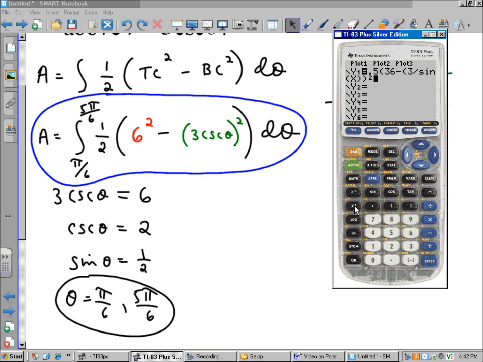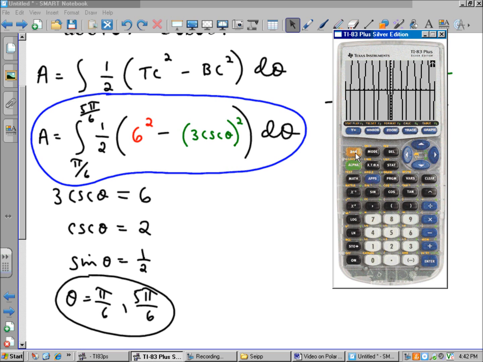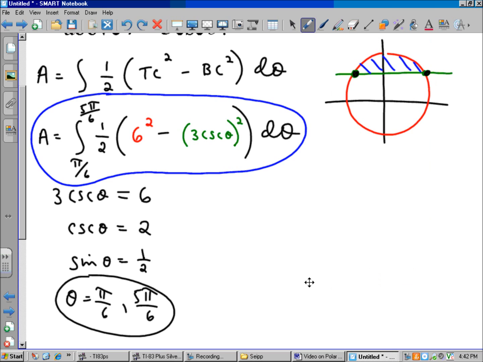Let me just make sure I'm doing this right. So I've got 0.5, and then I opened up the parentheses, and I've got 6 squared minus, and then all of this stuff squared, and I should be good to go. So I graph it again. That's not going to look like the polar graph, but I do second trace number 7, and I'm going to integrate from pi divided by 6 to 5 pi divided by 6. And 22.111. So 22.111 is going to represent the area bounded by those two curves.